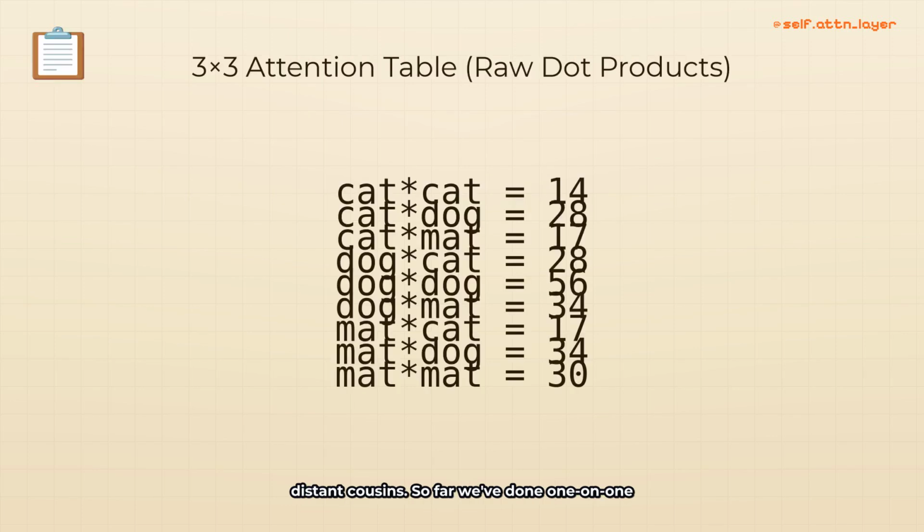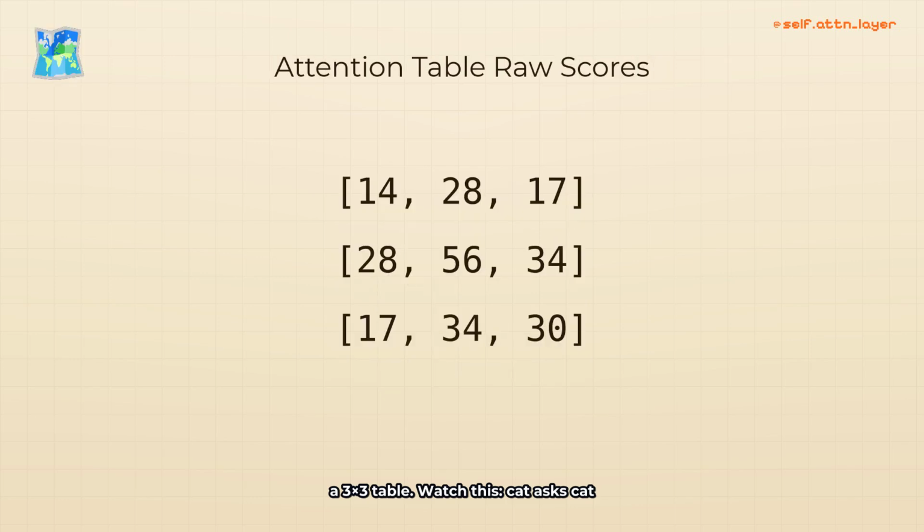So far we've done one-on-one chats. But self-attention lets every word ask every other word at the same time. We stack all these dot products into a little table. Rows are the asking words, columns are the answering words. For 3 words, it's a 3 by 3 table. Watch this. Cat asks cat and gets 14. Cat asks dog and gets 28. Cat asks Matt and gets 17. Each number is how strongly cat feels about each word. Same for dog and Matt. Now we have a little map of who likes whom.